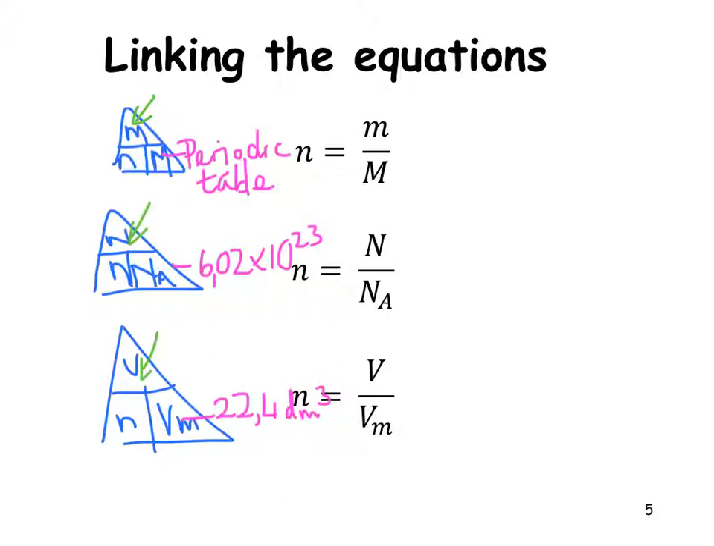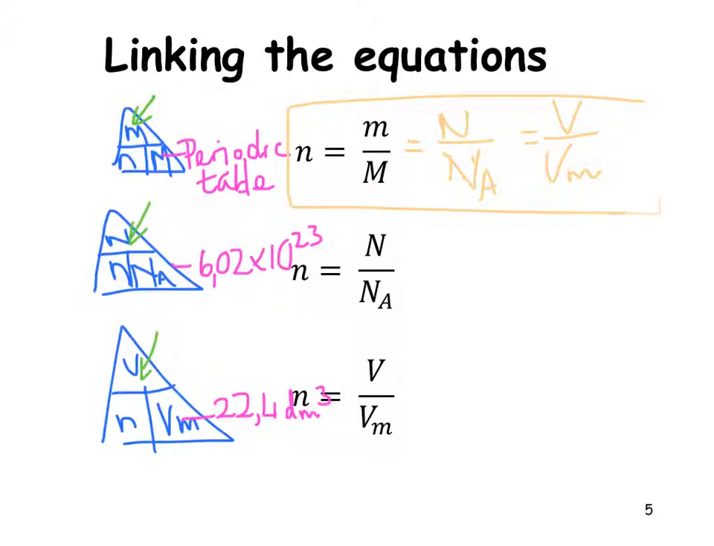What mass was I given? What number of particles was I given? What volume was I given? We can now equate all of these if we want to, and we can say that number of moles is equal to mass over molar mass, which is equal to number of particles over Avogadro's number, which is equal to volume over molar volume. So all of those are equal to each other, and you need to be able to interchangeably use them.